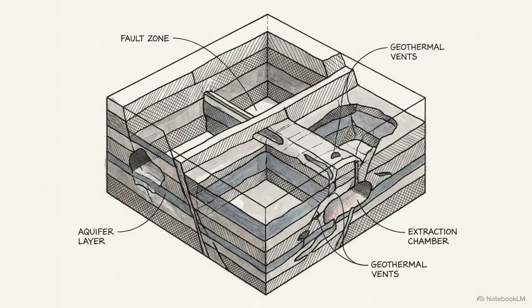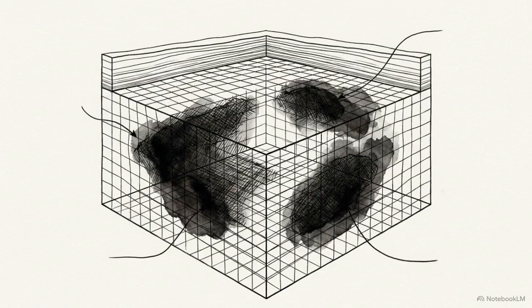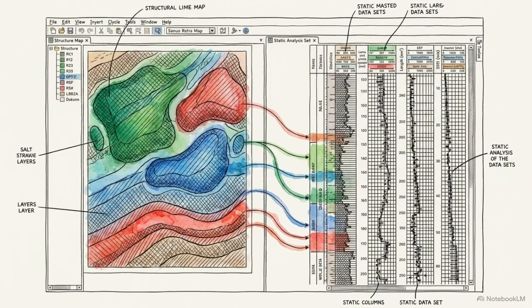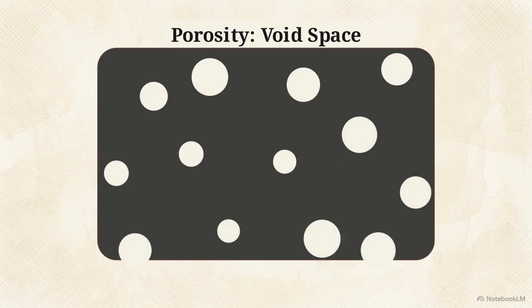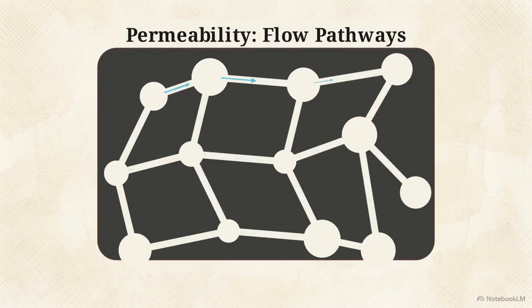This provides the structural shape of the container, but it doesn't yet explain the nature of the fluids trapped within it. To understand the contents, OmniPetro merges the seismic map with historical well logs and data on rock porosity, the volume of empty space within the stone, and permeability, which is how easily fluid can move through those spaces. Here, digital geology applies physics to the structural map.